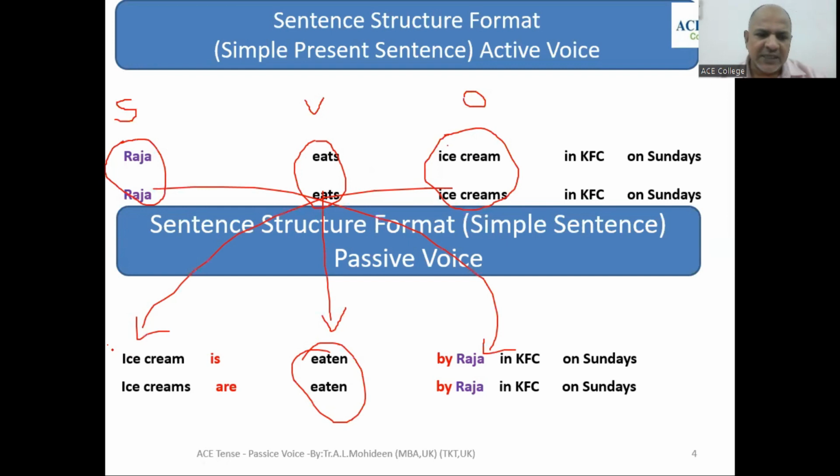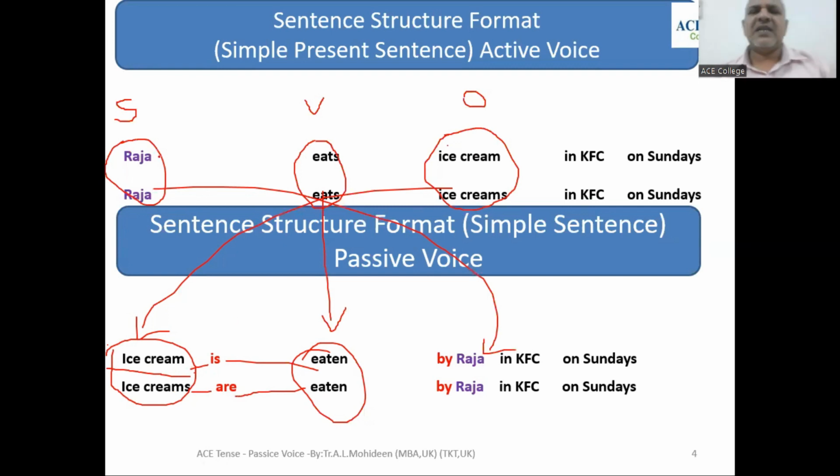And then there is a rule that you have to remember. If this object is singular, you have to add is and then the fifth form. If the object is plural, then you have to add are and then the fifth form. So you have to check: ice cream is singular, so ice cream is eaten. Here ice creams are plural, so you have to put ice creams are eaten.